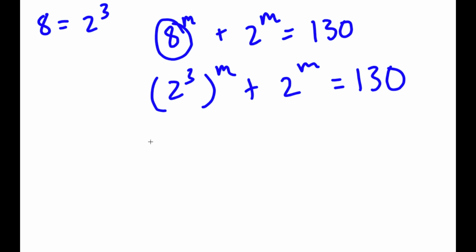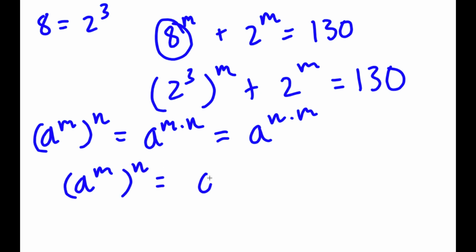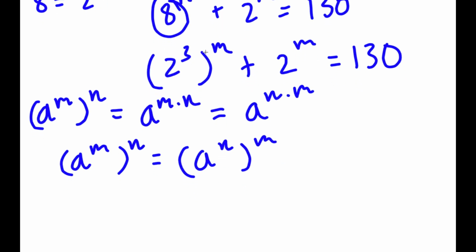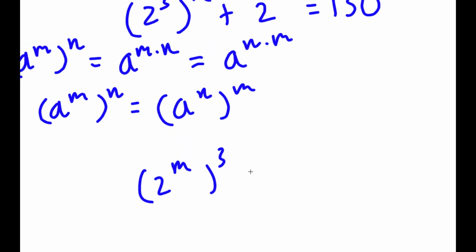Now, if I have something in the form a to the power of m to the power of n, this is the same thing as a to the power of m times n. And if I have a to the power of n times m, this is the same thing as a to the power of m times n. Meaning, a to the power of m to the power of n is the same thing as a to the power of n to the power of m. So 2 to the power of 3 to the power of m here is the same thing as 2 to the power of m to the power of 3. And we have our plus 2 to the power of m is equal to 130.